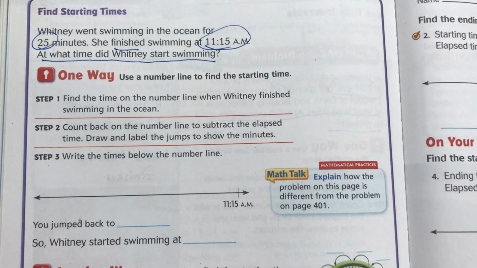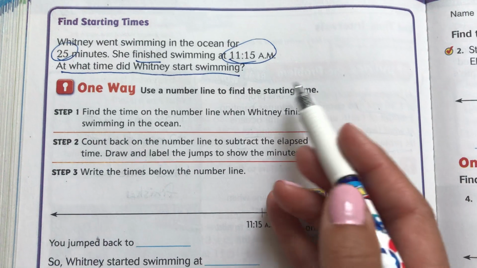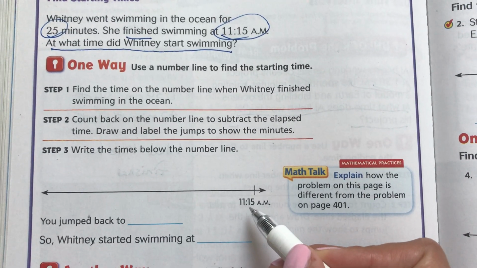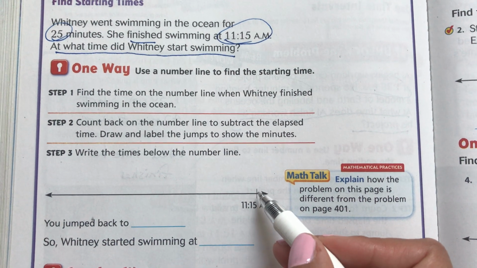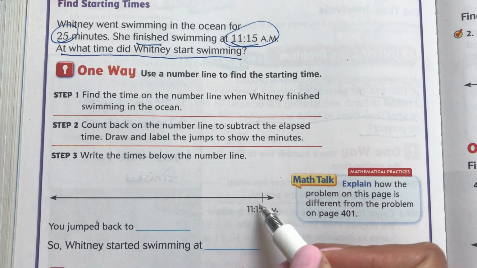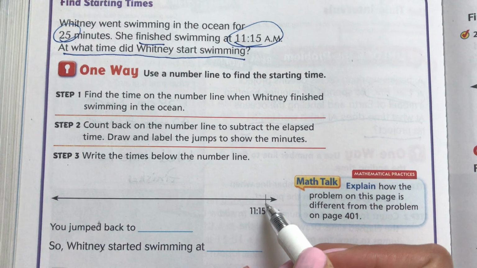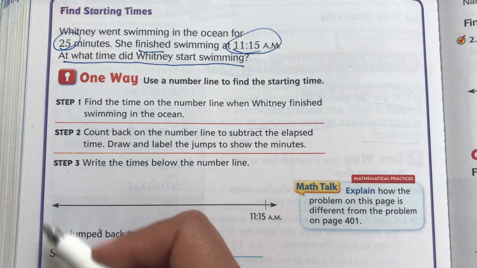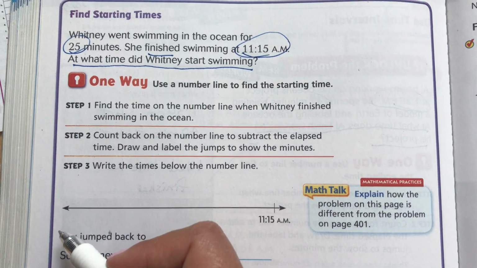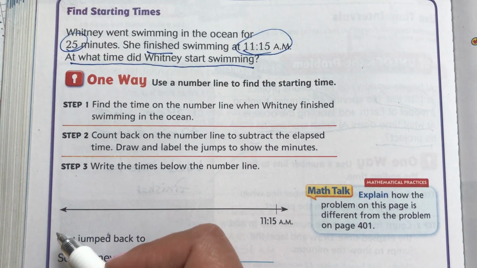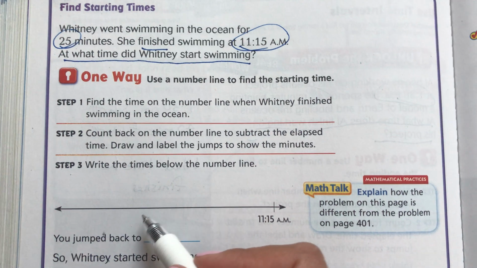So we're going to jump backwards. So I'm going to use a number line to find the starting time. And in this case, the time that I know is 11:15, right? That's her finish time. So that's why it's at this end of the number line. I'm going to count back on the number line to subtract the elapsed time and draw and label the jumps to show the minutes. Okay, and then write the time below the number line as I jump.